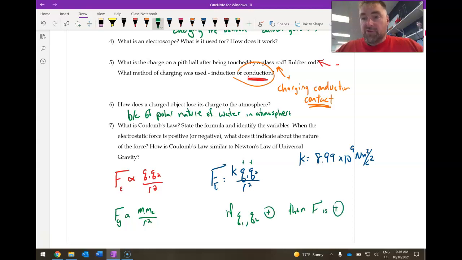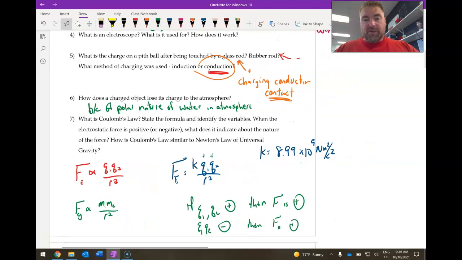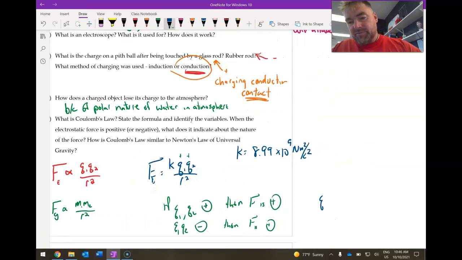And remember, like charges repel. If Q1 and Q2 are both negative, then F is still positive. And so you can say that a positive force will be a repulsive force. Now, if Q1 is positive and Q2 is negative, then your force will be negative. And so opposites attract. So when your force comes out to be negative, then it tells you that it's going to be an attractive force.